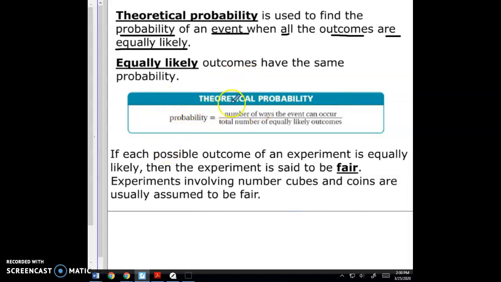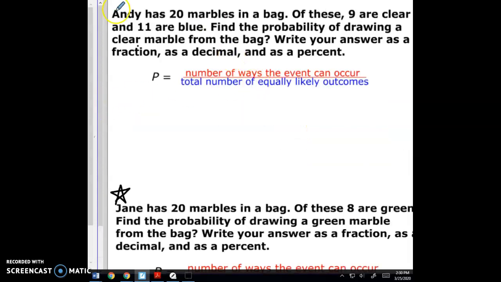And in probability, the answers are going to be fractions, decimals, or percents. So the probability will be how many ways can you get whatever you're looking for out of the total outcomes. So let's do an example. Andy's got 20 marbles, and of those 9 are clear and 11 are blue. So 9 are clear plus 11 blue is 20 total marbles. Find the probability of drawing clear.